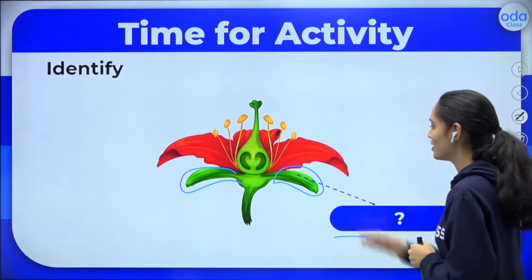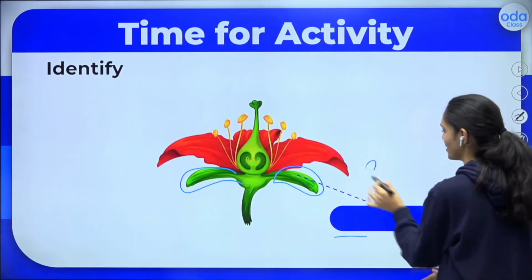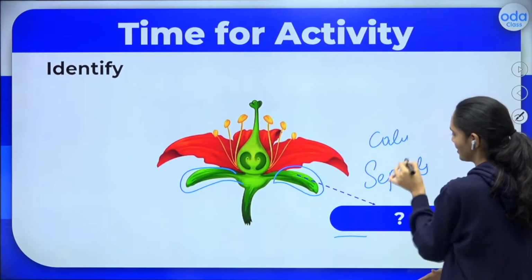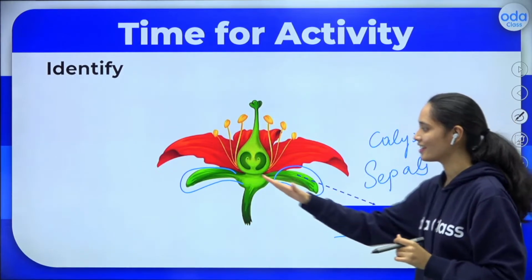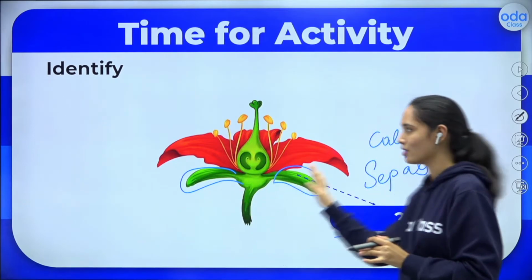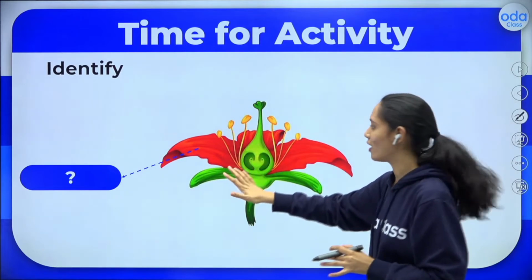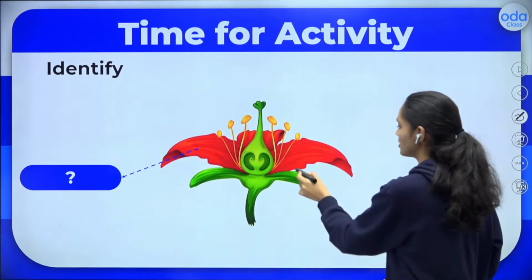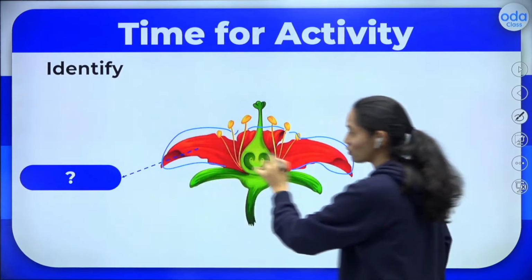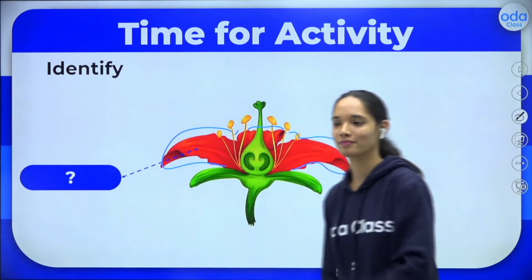And there we go. Green leaf-like structures: sepals, or you can even answer it as calyx. Green color, very easy, right? No worries, we will do another one. You have to identify this part, which is in red color. So identify what this is. This is quite easy, and your time starts now.